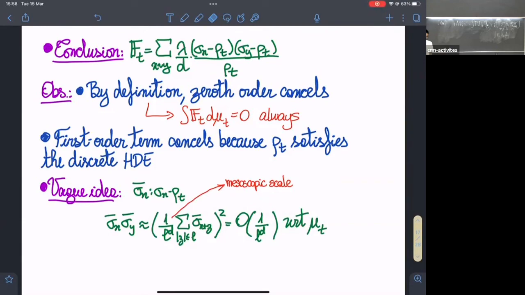But the information we get using these product measures, which are not such a good approximation at the end of the day, is good enough to prove that theorem about correlations in the non-equilibrium stationary state.